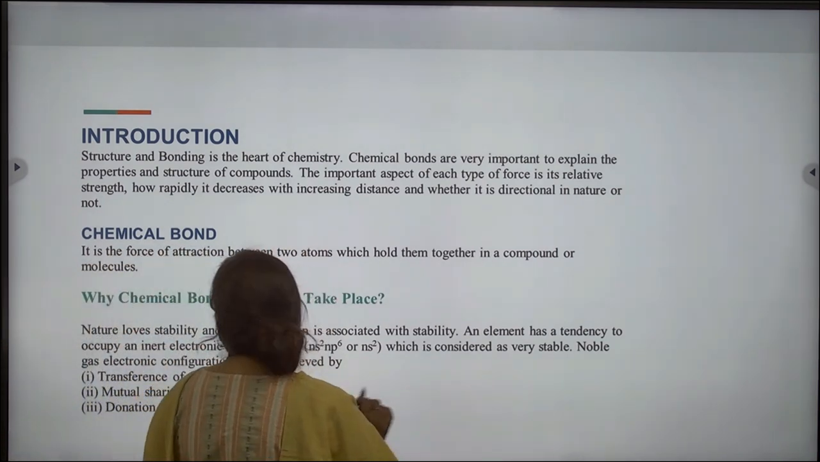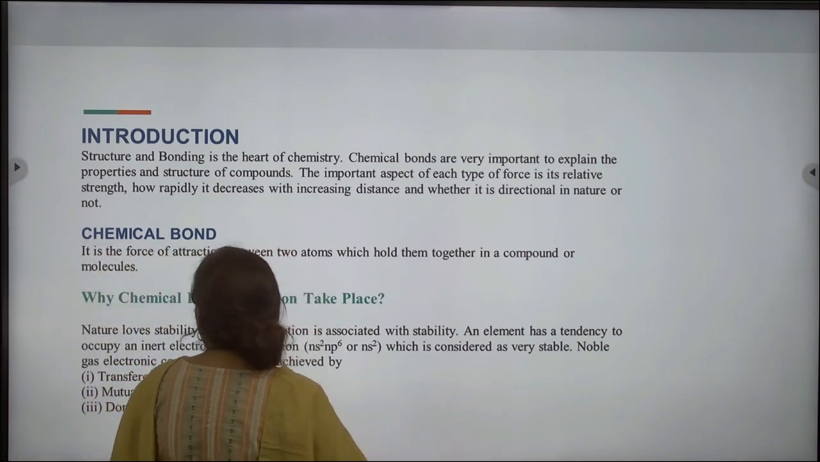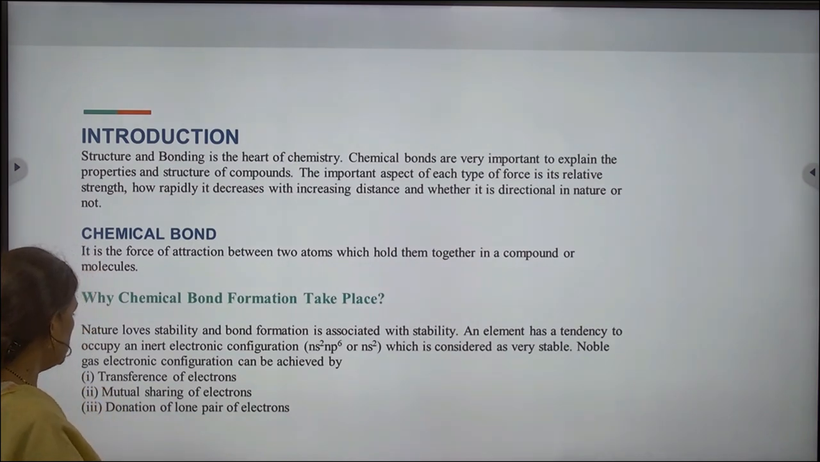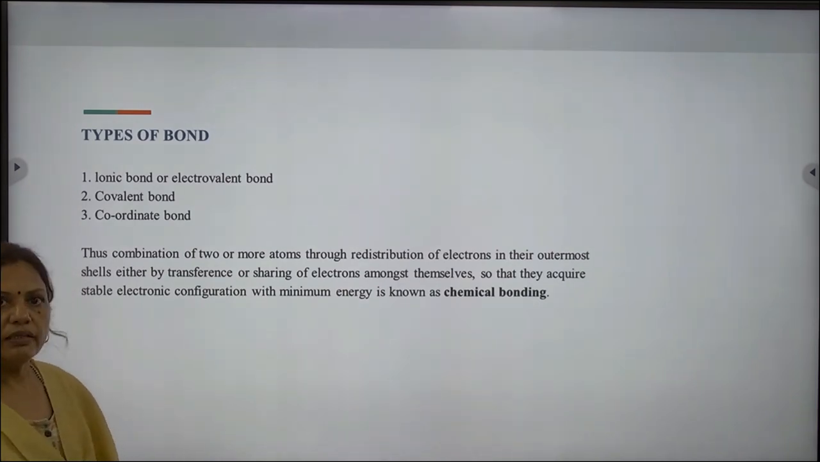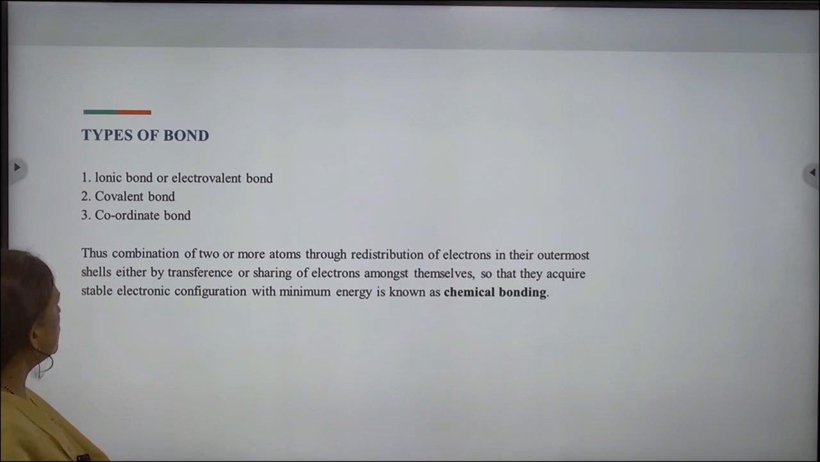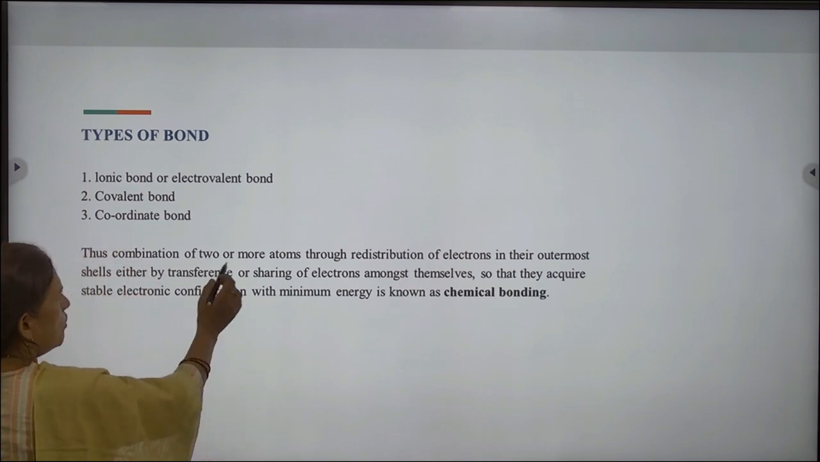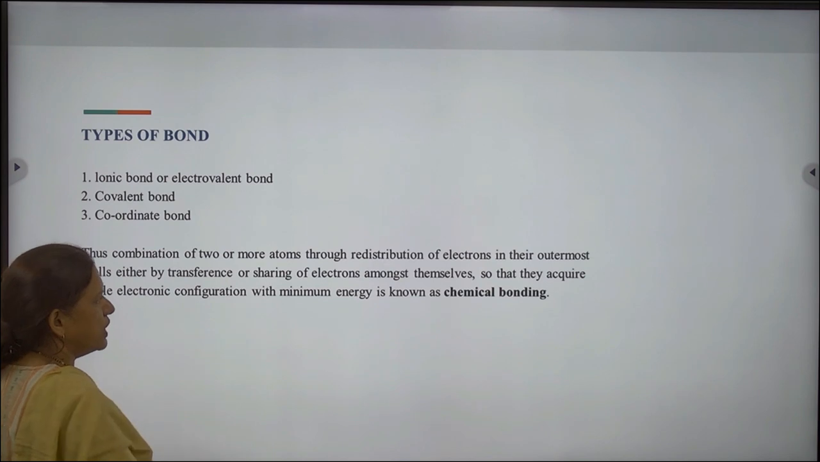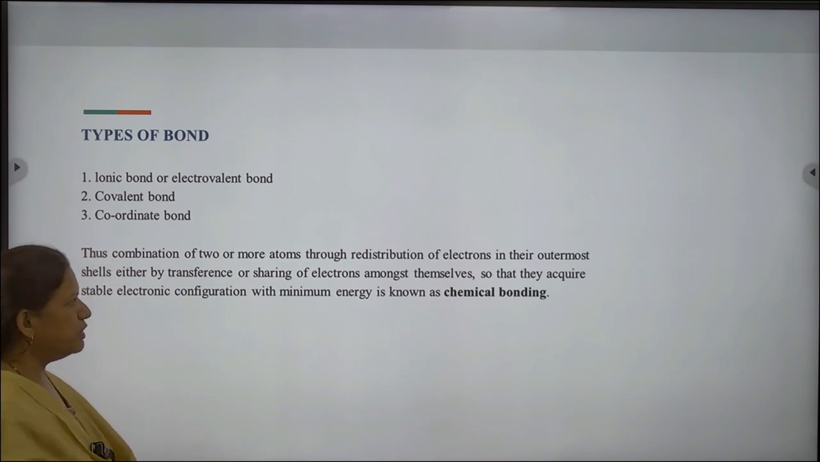An element has a tendency to occupy an inert electronic configuration which is considered very stable. Noble gas electronic configuration can be achieved by transference of electrons, mutual sharing of electrons, or donation of lone pairs of electrons. On the basis of this, there are three types of bond: ionic bond or electrovalent bond, covalent bond and coordinate bond. Chemical bonding is also defined as the combination of two or more atoms through redistribution of electrons in their outermost shells, either by transference or sharing of electrons among themselves, so that they acquire a stable electronic configuration with minimum energy.